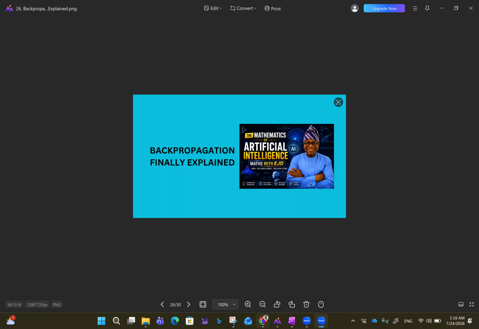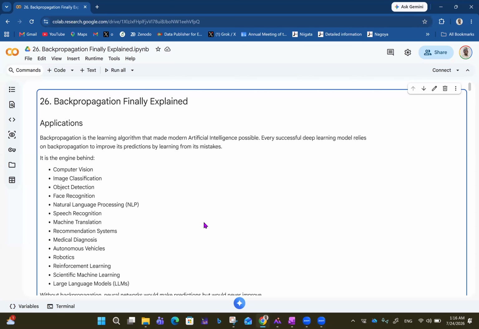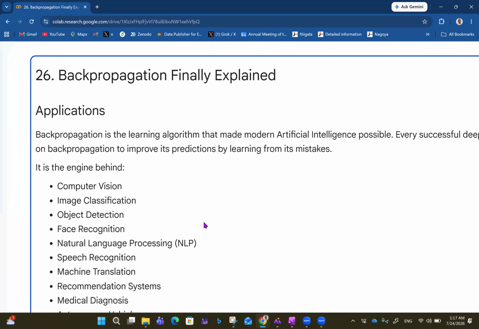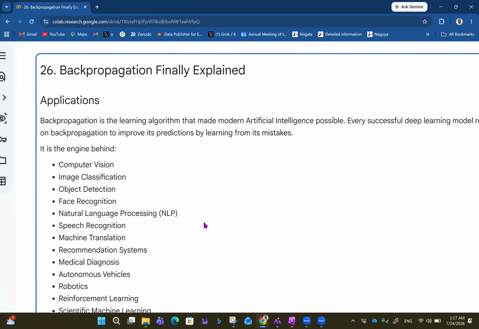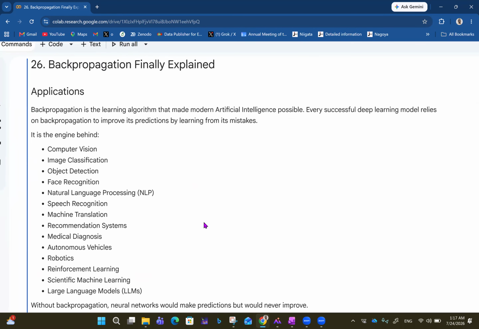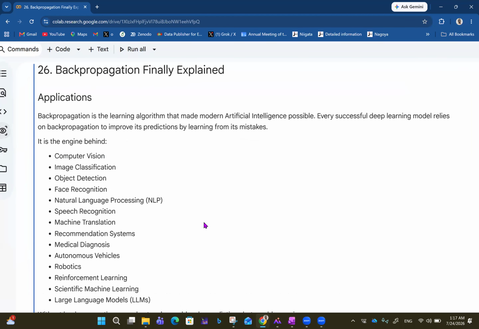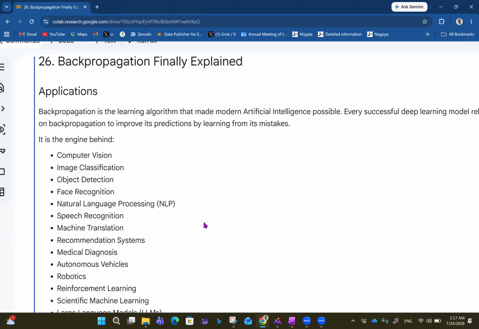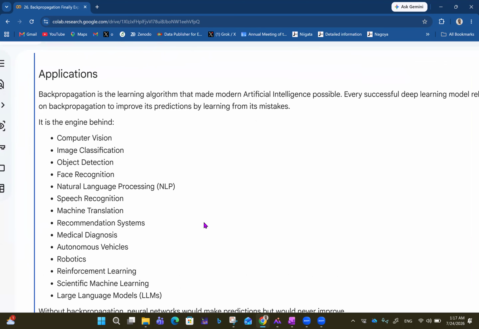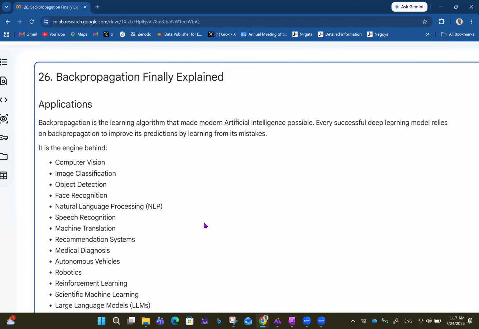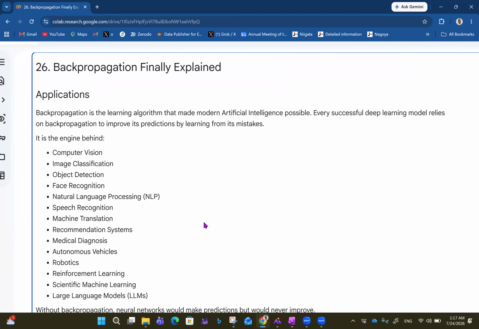What exactly is that? In the last video, I also pointed out a couple of times that forward propagation is for making predictions, while backward propagation is for learning. That is, fine-tuning parameters, fine-tuning the weights and things like that for better predictions. Okay, so backward propagation finally explained. Of course, we know it has a lot of applications.